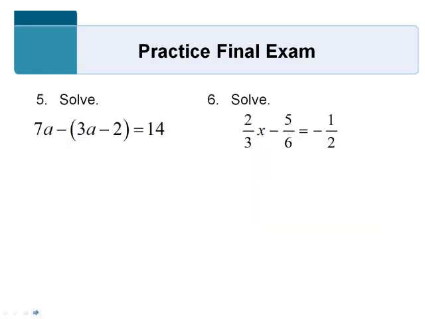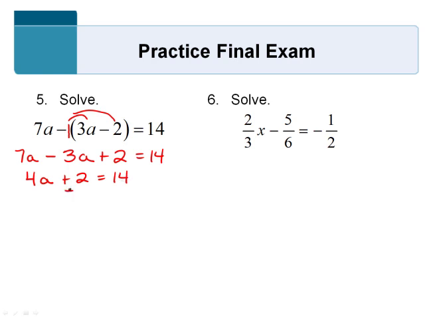Alright, number 5, you have to be careful on this one because what you're distributing is going to be like a negative 1 in front of those parentheses, not the 7a. The 7a just comes down, and we take negative 1 and distribute that. So that's going to be negative 3a, and negative 1 times negative 2 is going to be a positive 2, and then equals 14. So 7a minus 3a on the same side, that's 4a plus 2 equals 14.